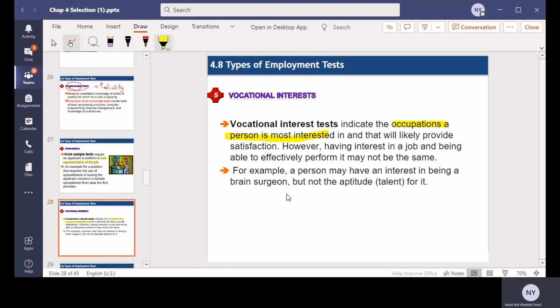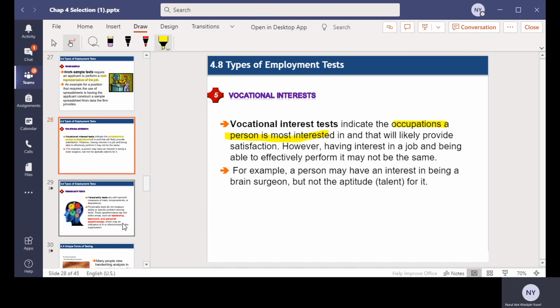Okay, so this one is also under vocational interest, but because some companies believe that let the employee do whatever they like, but it doesn't mean that if you like, you can actually perform. Okay, so this is also another type of test that a company can conduct.